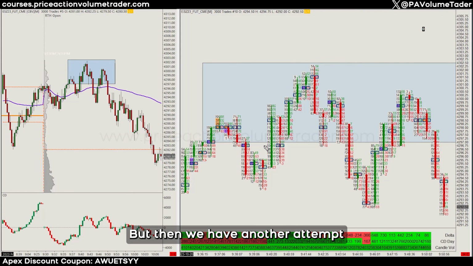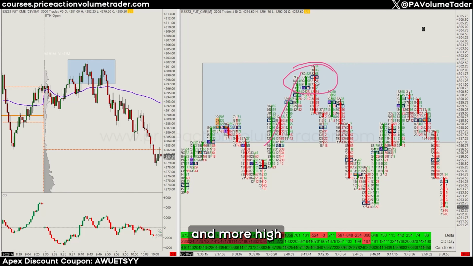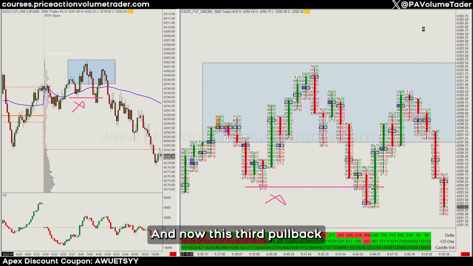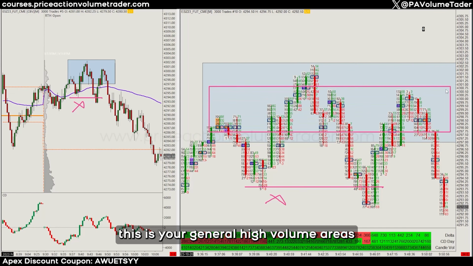But then we have another attempt and more high volumes right here on the top. But then right here, we have this move down. We break market structure to the downside. And now this third pullback, this is where you can really look for your setups. And in this case, this is your general high volume areas.